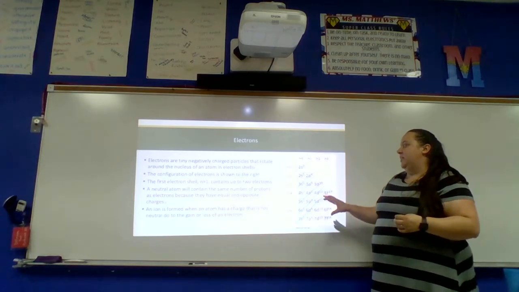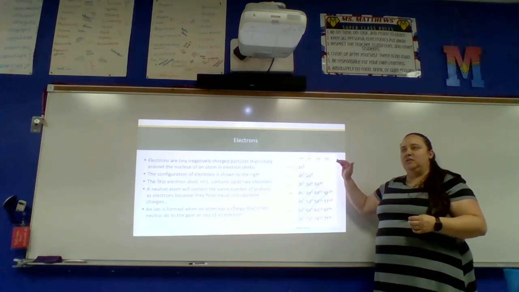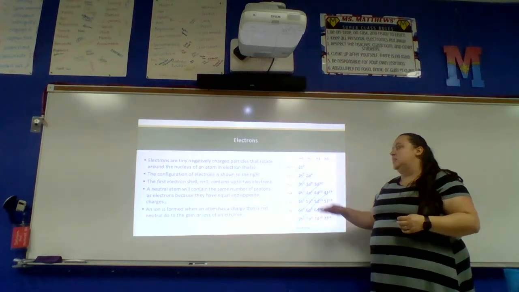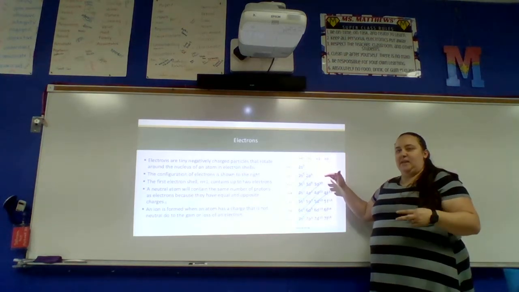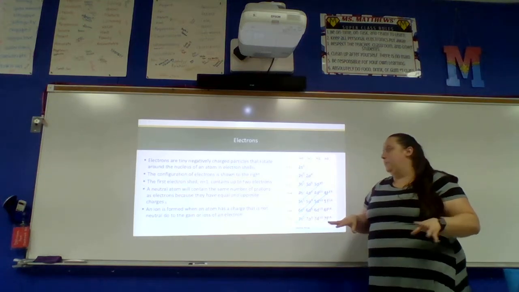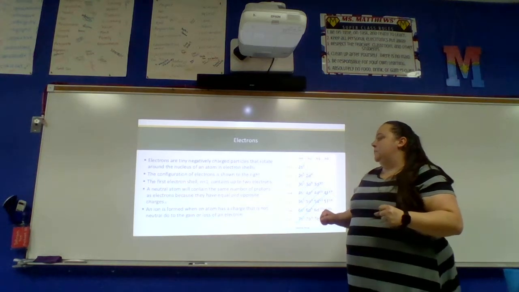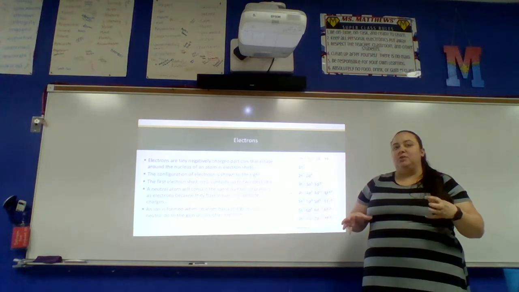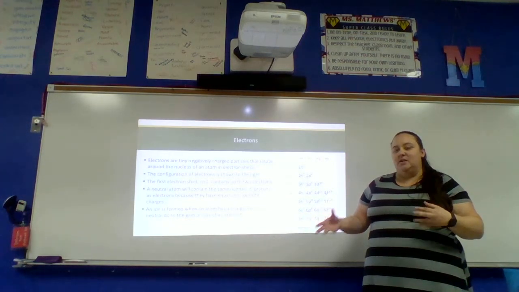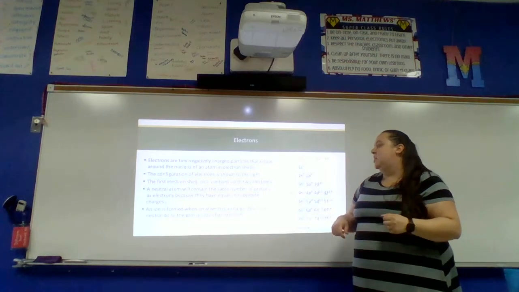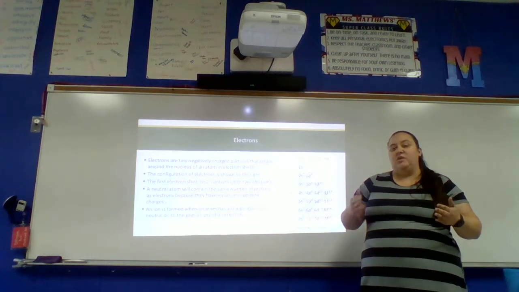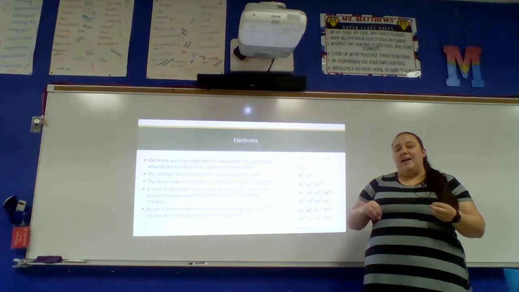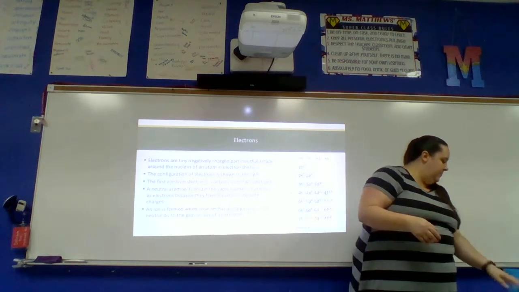The electron configurations: the first electron shell contains up to 2 electrons. The second, up to 8, and those are the 2 we need to worry about today. A neutral atom is going to contain the same number of protons as electrons. That's what gives it a 0 charge. And an ion is formed when an electron is either added or taken away from the atom.